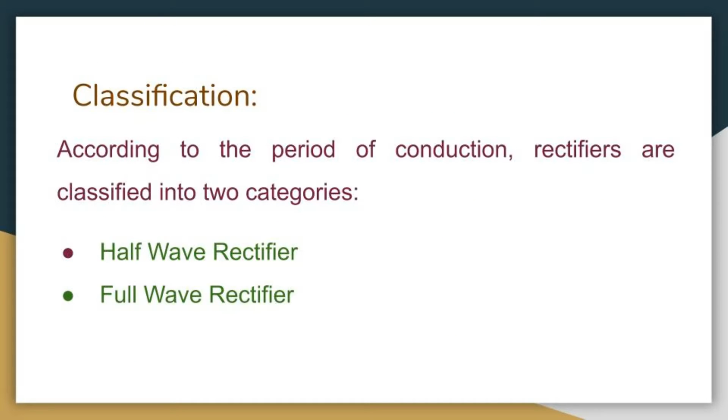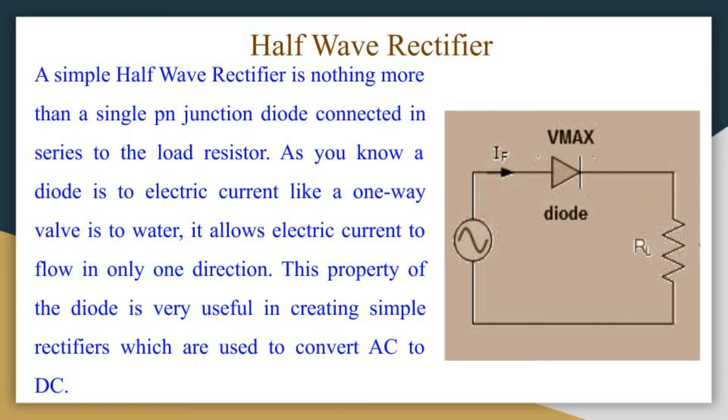Classification of rectifiers. According to the period of conduction, rectifiers are classified into two categories. They are half-wave rectifier and full-wave rectifier. In this section, let us see half-wave rectifiers.